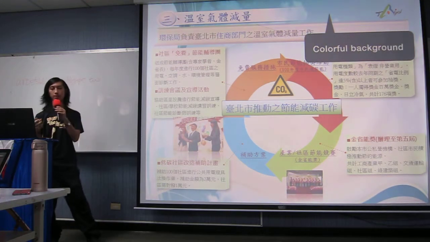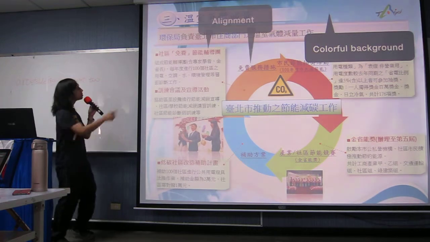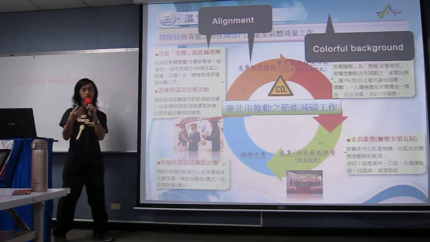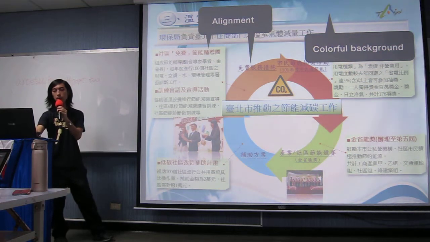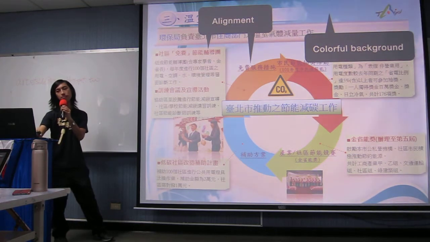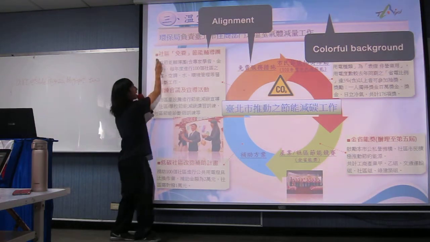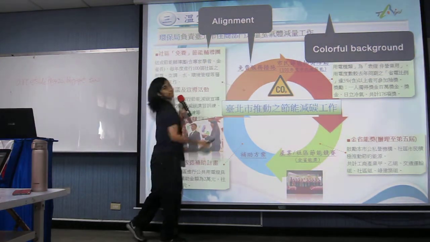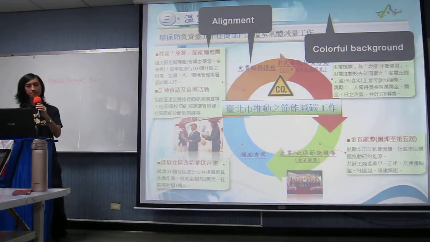The colorful background. And the next one I observed is about the alignment, which is 对齐 in Chinese. These words go up and down. Does that help us realize the content of this slide? Go up and down. No, I don't think so.